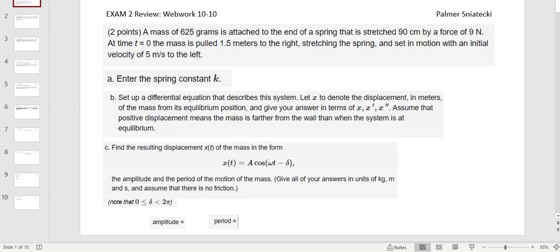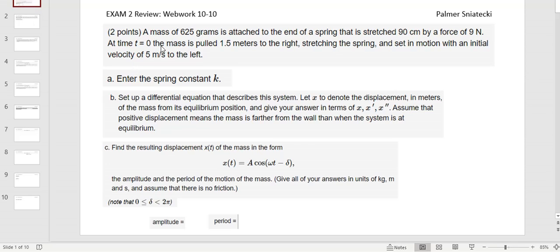I'm going to be going over Webwork 10, problem 10. This is one of the spring constant problems. I feel like this is a good example that covers a lot of the different steps of it, and this one in particular actually caused me a lot of grief for stupid reasons, which I'll go over later.